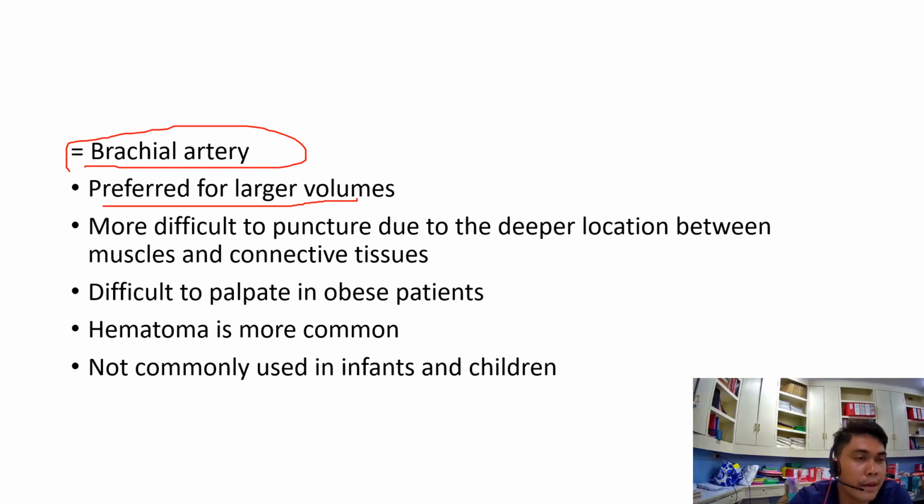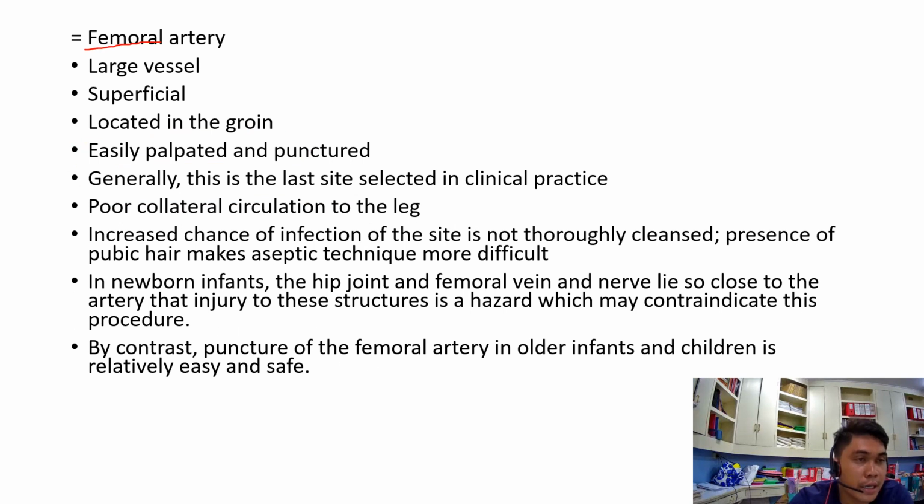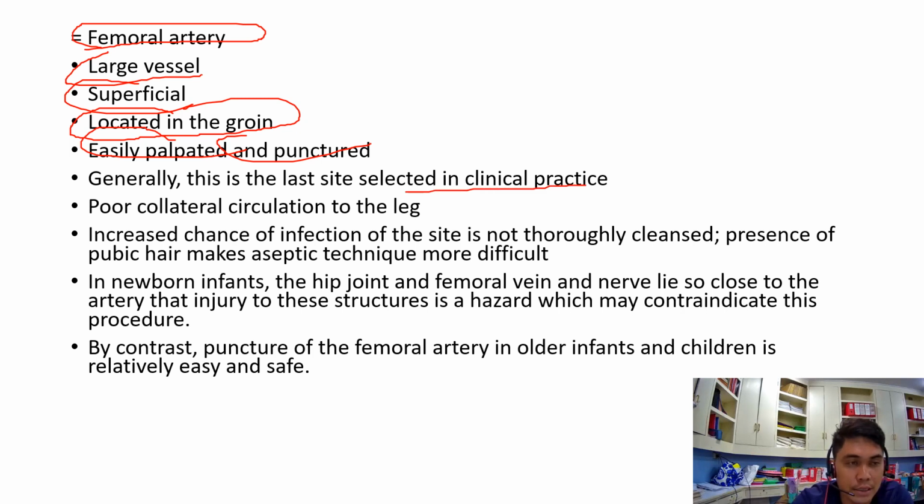Okay. Next, the femoral artery. The femoral artery is a large vessel, it's superficial, and it's located in the groin. It is easily palpated and punctured. Generally, this is the last site selected in clinical practice. And it has poor collateral circulation to the leg. So usually, it's the main artery that supplies blood to your leg. It's not like your hand, where you have the ulnar and radial.